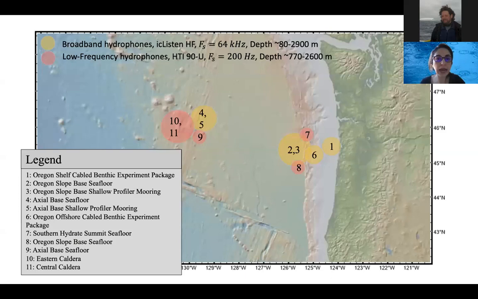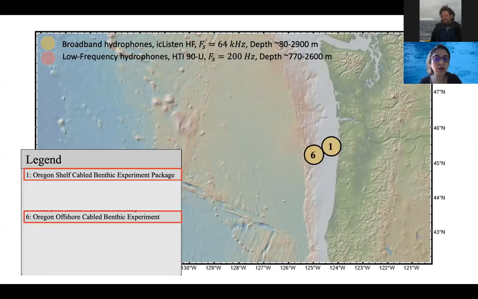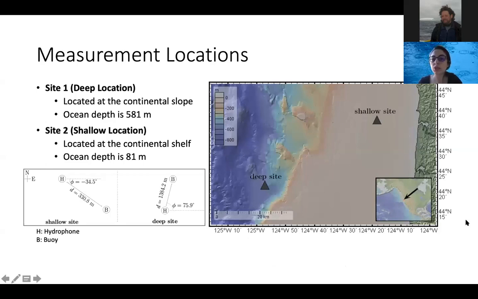Going back to the hydrophone map, this was the hydrophone map of all the 11 hydrophones. We will show data for these two hydrophones for this talk. So we want to focus on the Oregon Shelf hydrophone and the Oregon Offshore hydrophone. From now on, we will call them shallow site and deep site. Shallow site is the Oregon Shelf, deep site is the Oregon Offshore location. At the shallow site, the depth of water is 80 meters. The hydrophone sits on the seafloor, so it's at about 81 meter depth. In deep water, the water depth is 581 meters, and the hydrophone sits on the ocean floor.